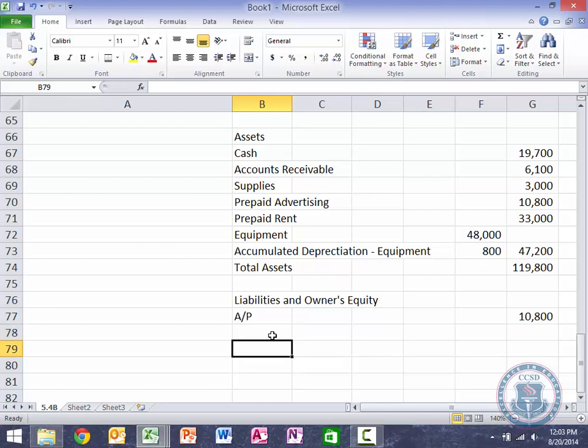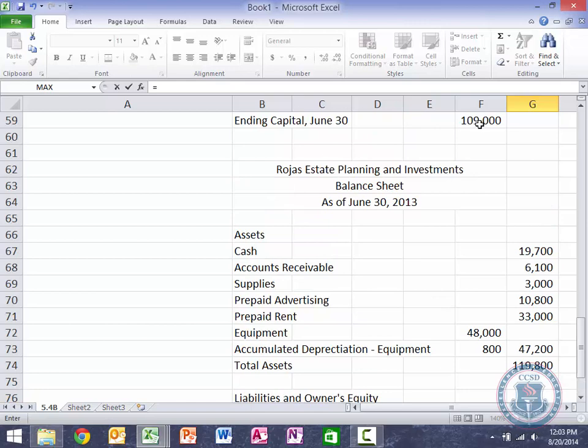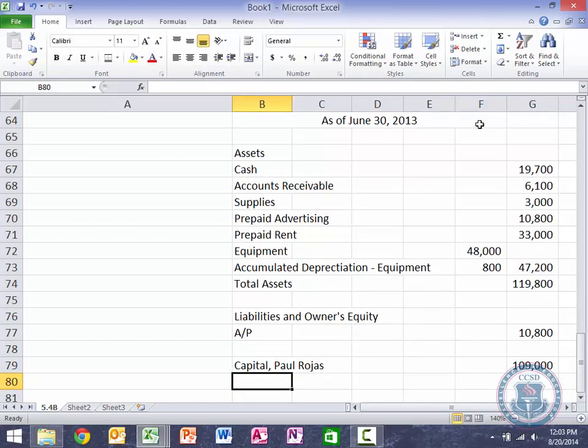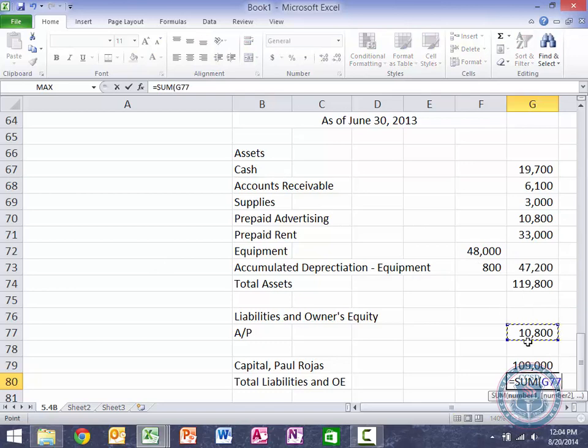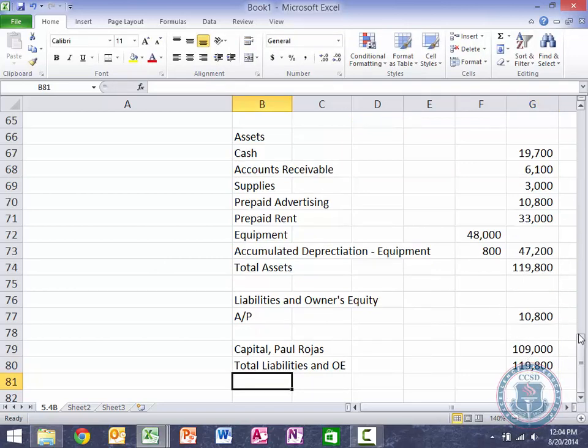Now we're going to go down and do our capital. Paul Rojas, isn't that his name? Where are we going to get this number from? From the one that we just finished, from our ending capital number. Now, it's looking pretty good, but I'm about to do my sum. So we're going to say total liability and owner's equity equals the sum of everything above it. And these two numbers match, giving us a balance sheet.